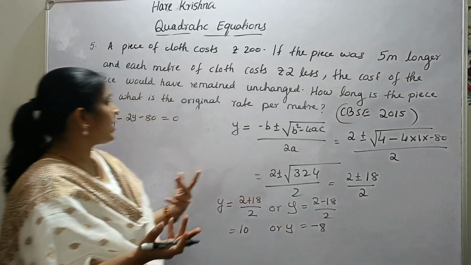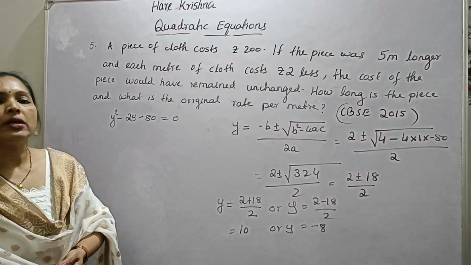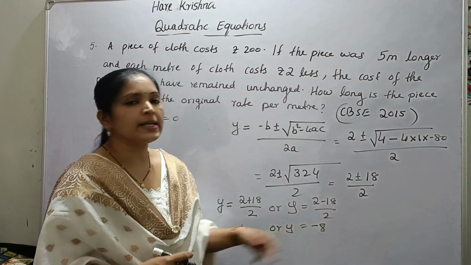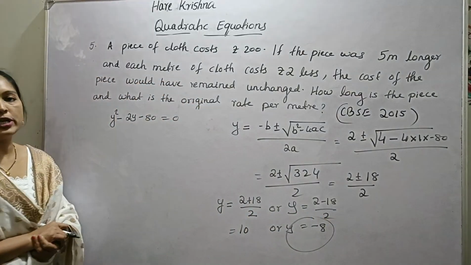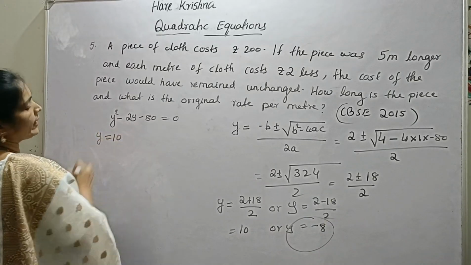So y, what is y? Y is nothing but the rate of the cloth per meter, right? So here y is equal to minus 8 is not possible. A minus value for the rate is not possible. Therefore y is equal to 10.